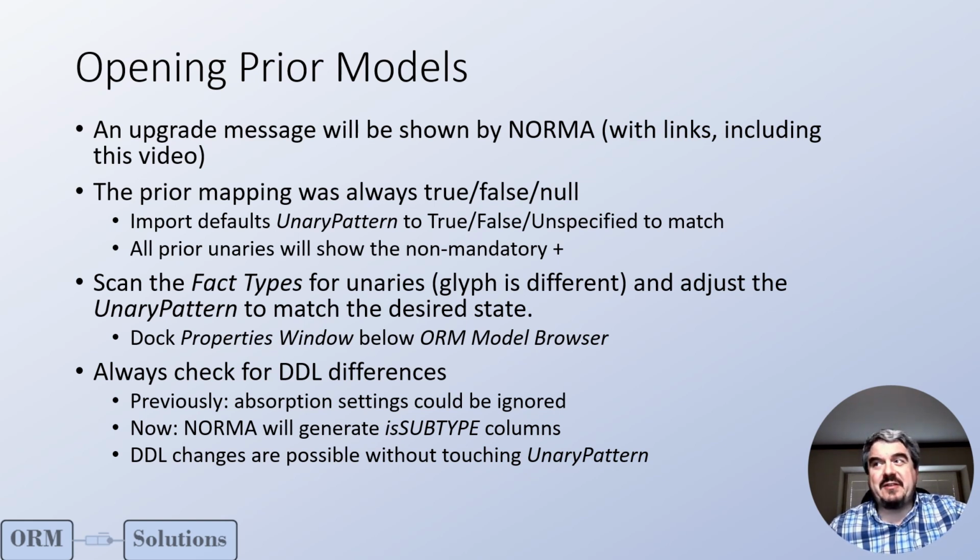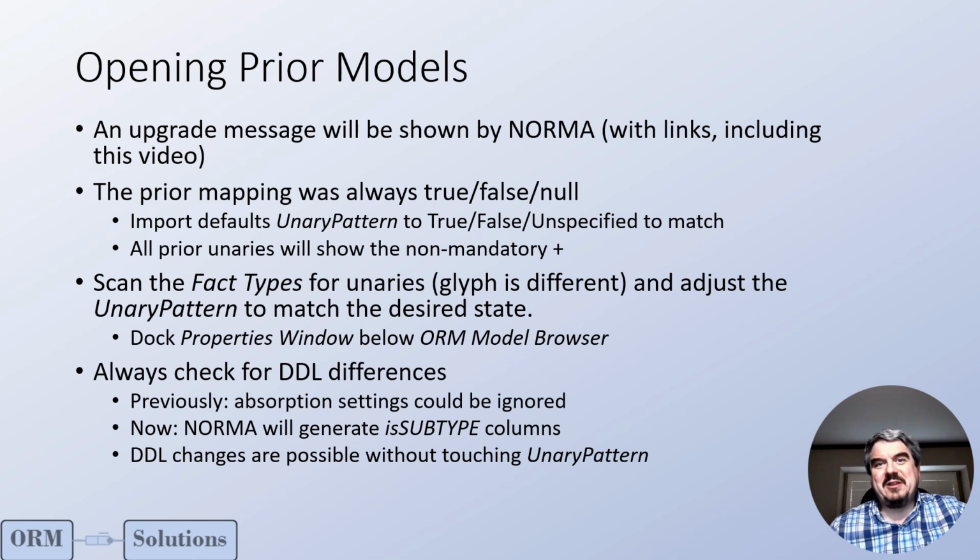I strongly suggest after you see the message that, hey, I've got the new NORMA, which will include a link to this video along with the instructions, etc., that you get into the model browser, expand fact types. It's very easy to pick out the unary fact types and go down and just review them. Figure out, what do I want? Is this true false? Is it true null? Is it true false unspecified? Is it came through? What do I really want? And then go ahead and set your unary patterns accordingly. Add additional readings if you want to. Just go through and give it a workover.